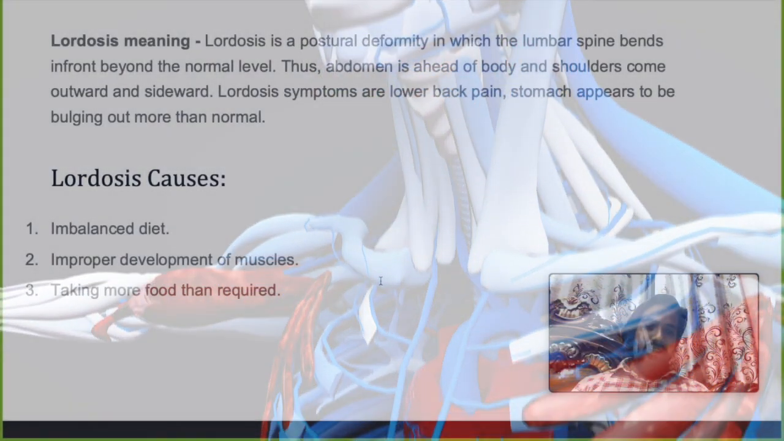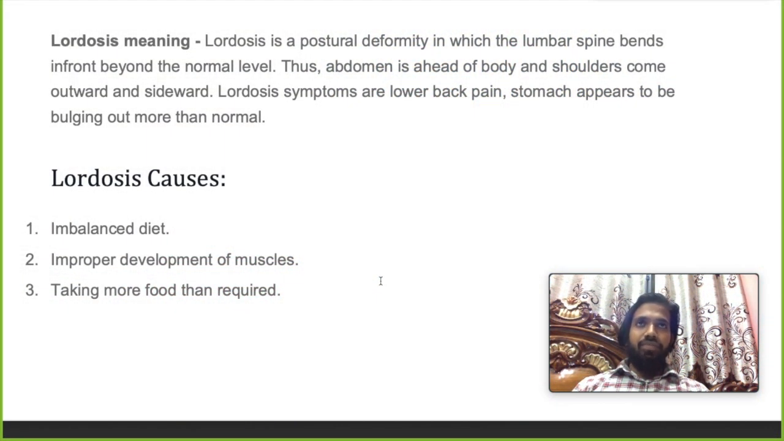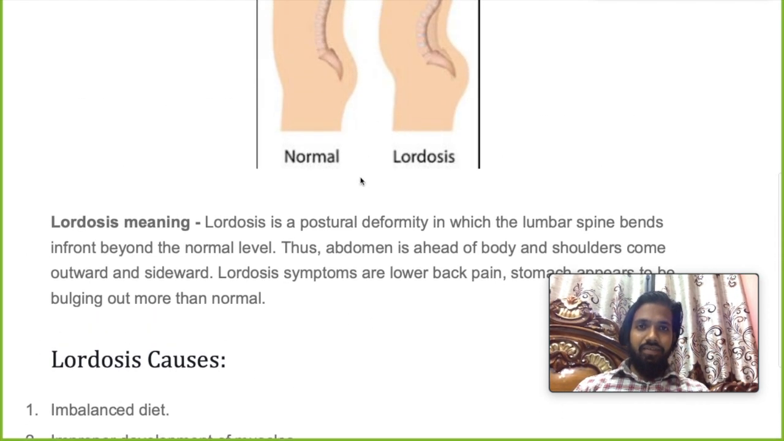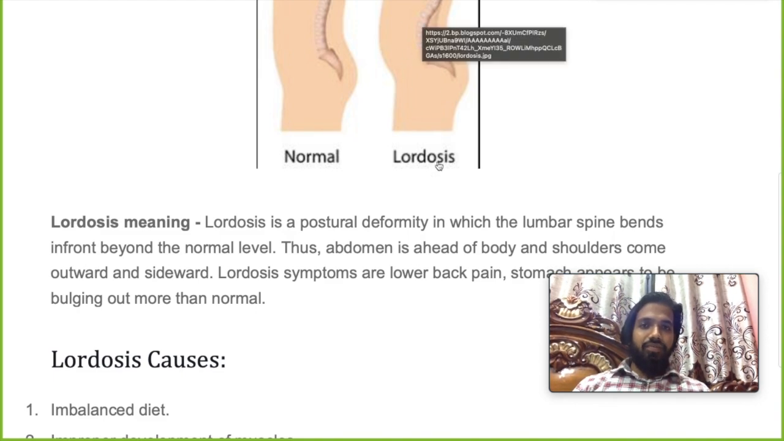Improper development of muscles. The next point. Basically, if your muscles are weak and the development hasn't happened like it has to be, then you are very much prone to catching lordosis. And also taking more food than required. You will see this is a very common postural deformity in people who are obese, because they are having extra food, and because of that their stomach is bulging out, and because the stomach is going out, there is an extra curvature in the lumbar region of your spine.